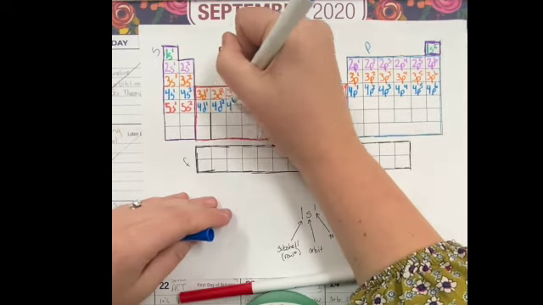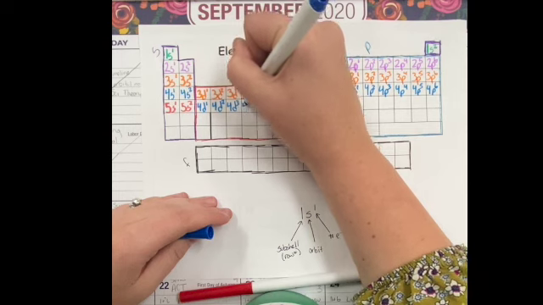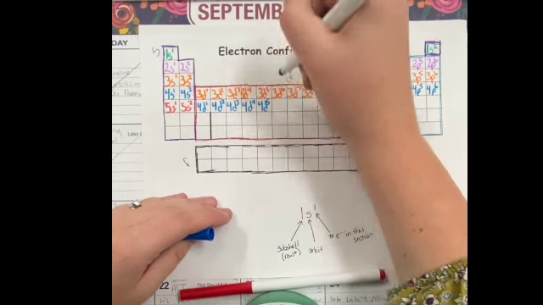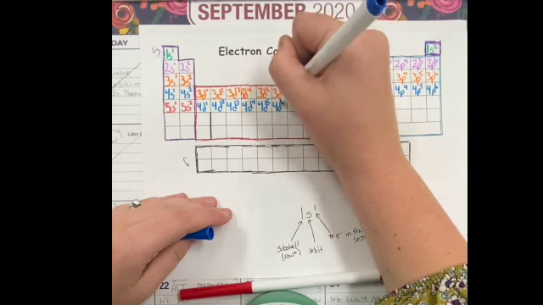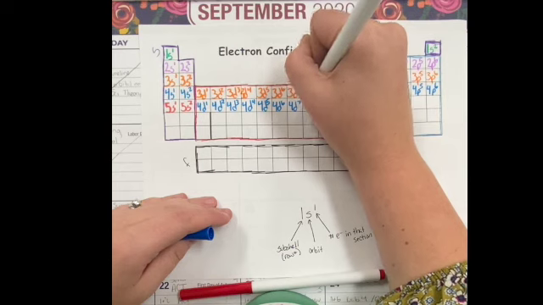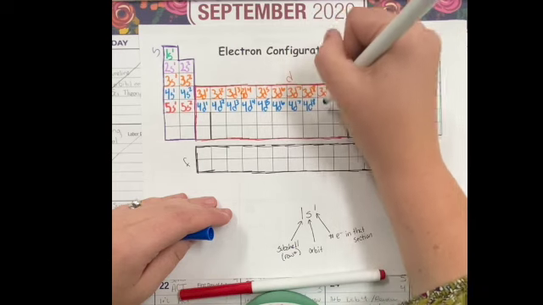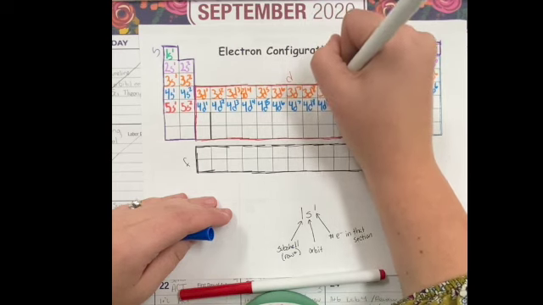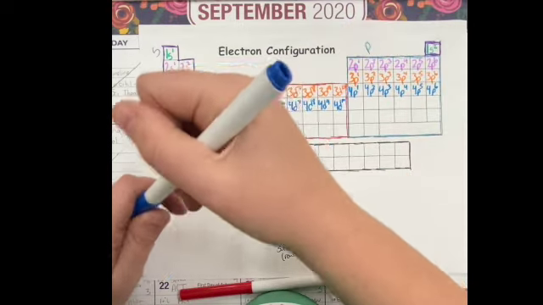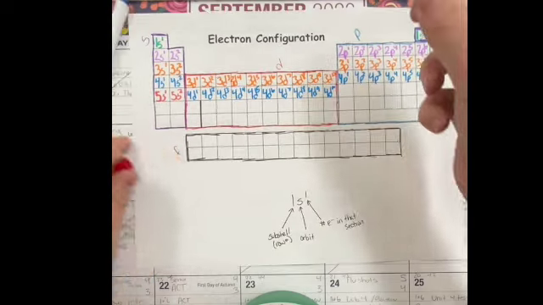So 4D3, 4D4, 4D5, 4D6, 4D7, 4D8, 4D9, 4D10. And now we're back up to 5.